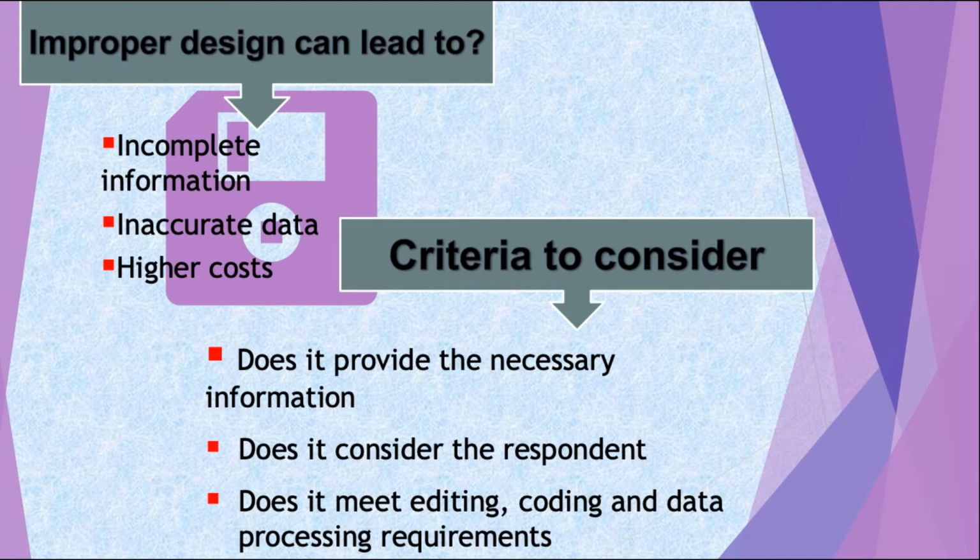First, you have to ask, does it provide the necessary information? Does my question really provide all the information needed to answer the research question and research objective? Second, does it consider the respondent? I mean that the question I ask considers respondent characteristics. If you are dealing with poor people or farmers, maybe their formal education is not that high, which is totally different from the way you write, for example, to academics or scientists or journalists.